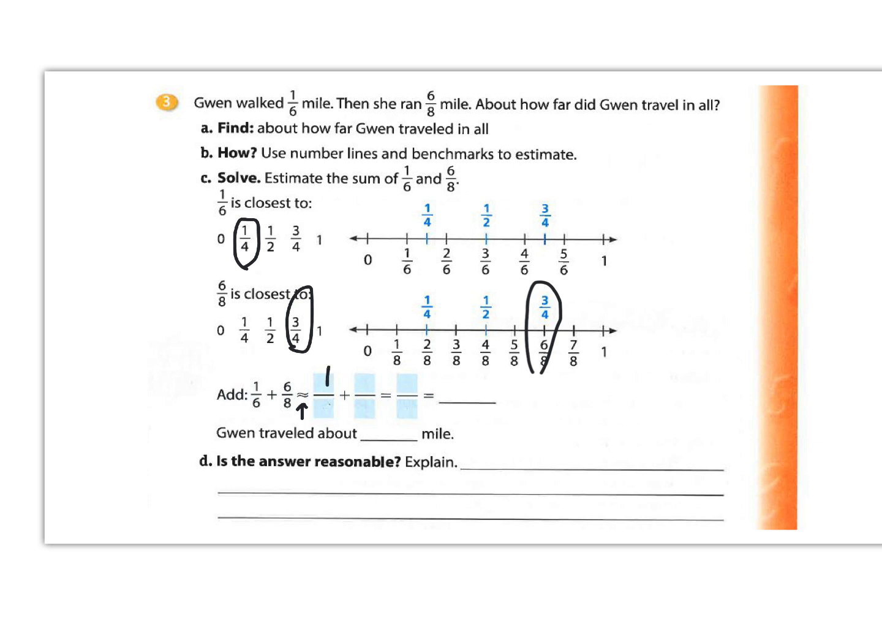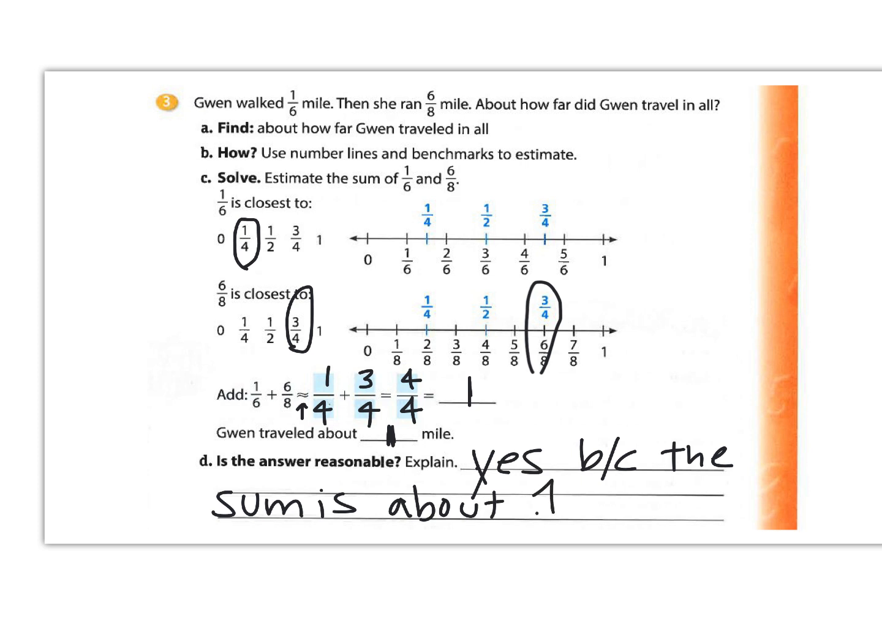So 1/6 is about 1/4 and 6/8 is about 3/4. So 3/4 plus 1/4 equals 4/4, and we know 4/4 is 1. So Gwen traveled about 1 mile. And this is reasonable because the sum is about 1 mile. Okay, so always use number lines, use any visuals to help you solve problems.